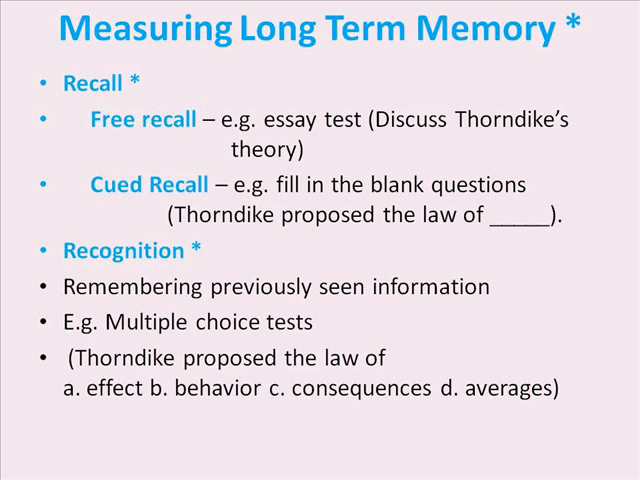Recognition is a less sensitive measure of long-term memory. With recognition, you're simply asked to look at a piece of information and recognize whether you've seen it before or seen it in association with other pieces of information. In this case, a multiple choice question, Thorndike proposed the law of A, B, C, or D, simply asks you to look and see which one goes with Thorndike, the law of what. But the answer is right there in front of you, so all you have to do is recognize it. If the information's in your long-term memory, you have a much better chance of recognizing it than you do of recalling it with minimal cues.